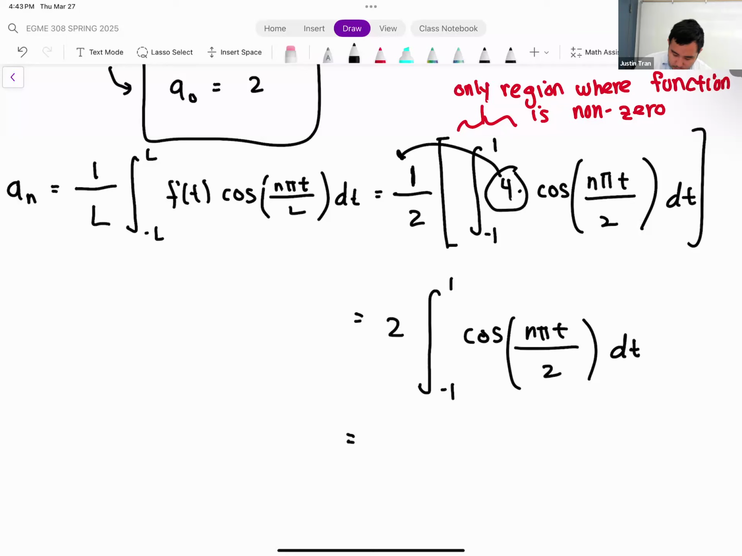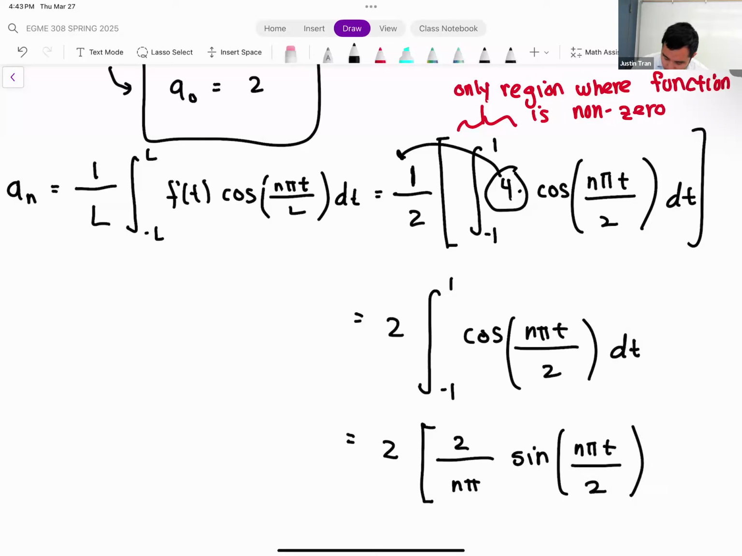All right, let's go ahead and integrate this. And so we have 2 that kind of goes along for the ride. We integrate cosine of n pi t over 2 with respect to t. That's going to be equal to 2 over n pi sine of n pi t over 2, evaluated from -1 to 1.